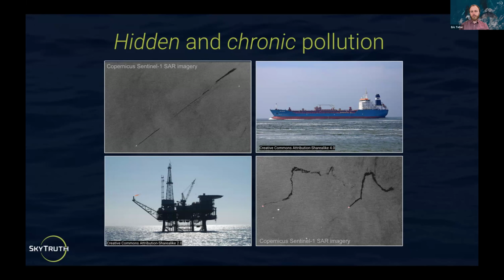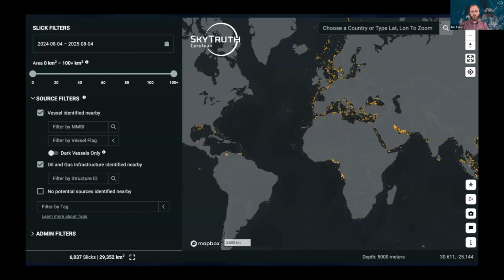And we thought that we could teach an AI model to recognize the signature associated with these slicks and flag potential slicks for human review. That led to the creation of Cerulean, which is the world's first free, open source, and automatic oil pollution detection platform. We launched this in 2023. You're seeing a screenshot of the user interface right here.